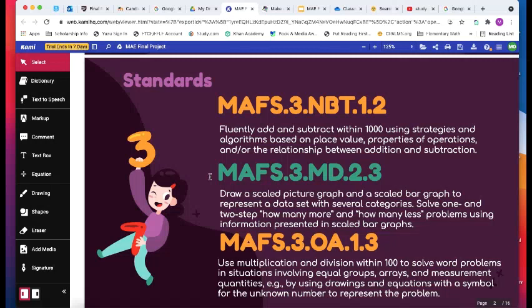scaled bar graphs. The last one is OA 1.3, and this standard says use multiplication and division within 100 to solve word problems in situations involving equal groups, arrays, and measurement quantities. An example is by using drawings and equations with a symbol for the unknown number to represent the problem.